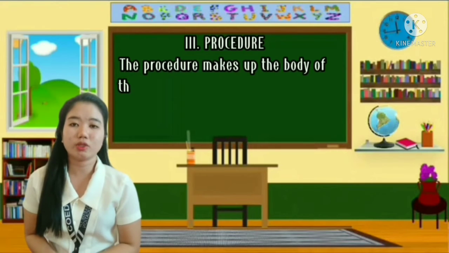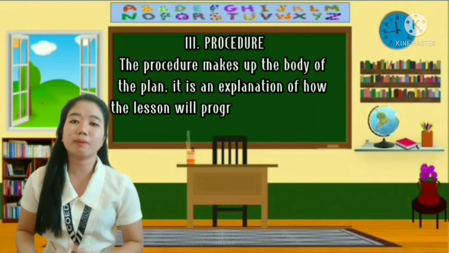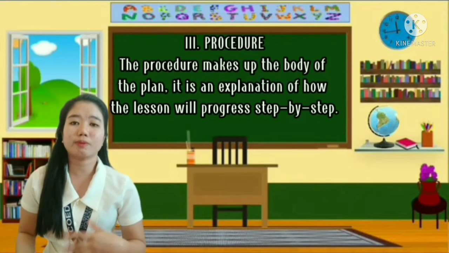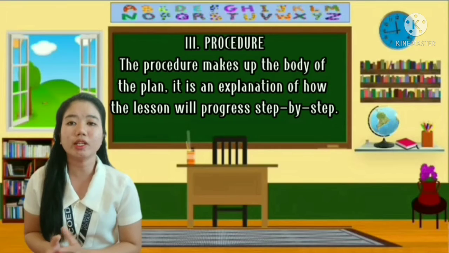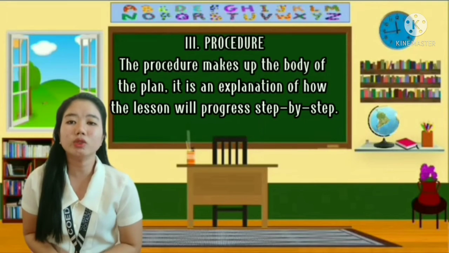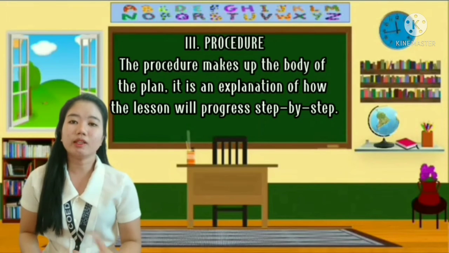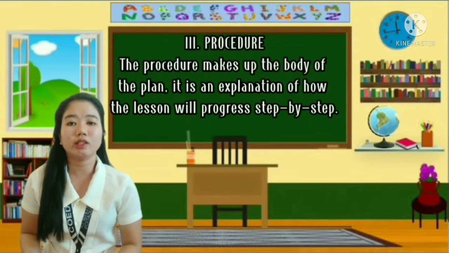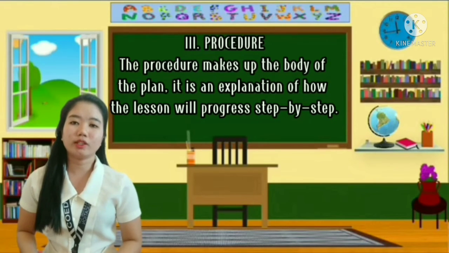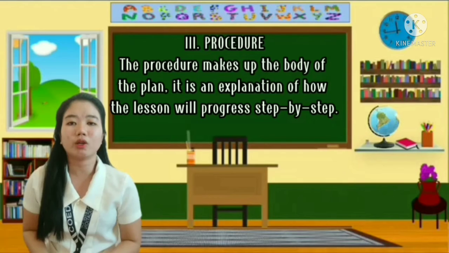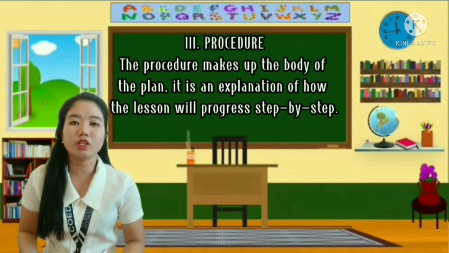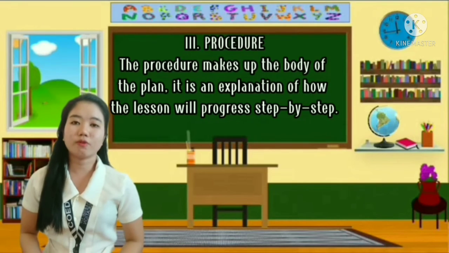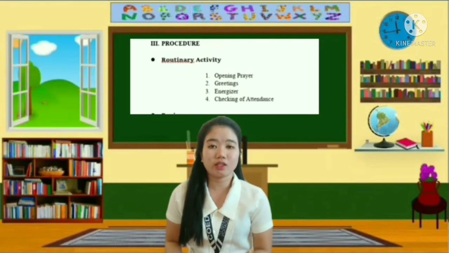So, next is procedure. The procedure makes up the body of the plan, an explanation of how the lesson will progress step by step. For detailed lesson plan, this includes the expected routines, the activities that will go on, and the question and answer. For the semi-detailed, this is more about the procedure or steps and the methods the teacher will use to get there. So, we have the routinary activity.